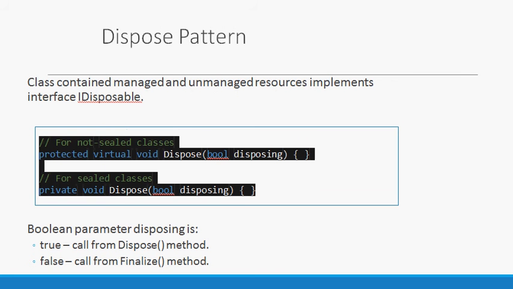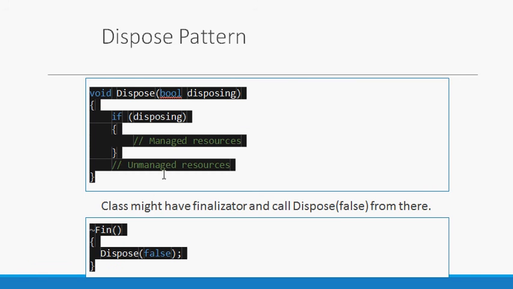There is also a dispose method in .NET. The classes which maintain managed and unmanaged resources should implement the IDisposable interface. The dispose function takes a bool variable. If we pass true, it means the call is from the dispose method. If we pass false, it means the call is from the finalize method. If disposing is true, then it means release the managed resources and release unmanaged resources in any condition.